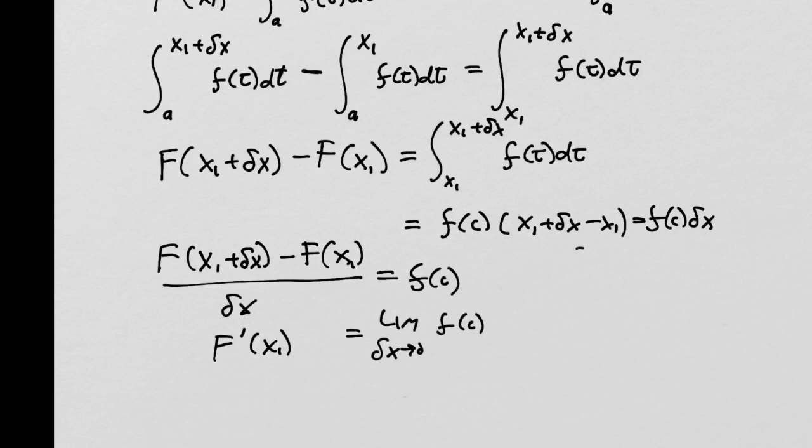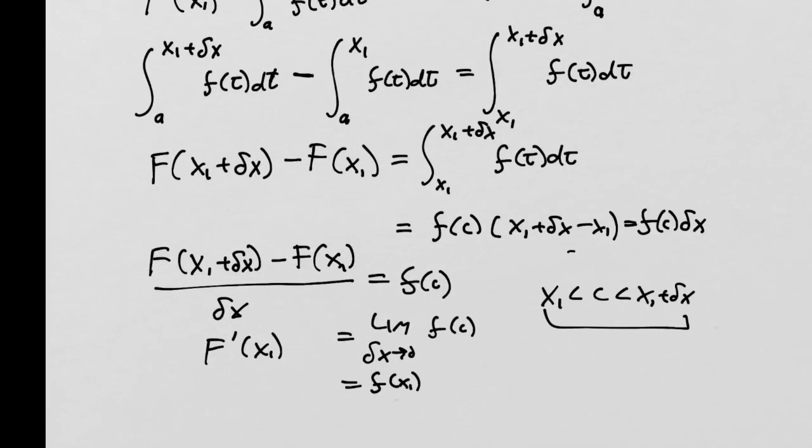I guess I erased the part where I said c is greater than x1 and less than x1 plus delta x. So because of this, as delta x goes to 0, ultimately c has to be equal to x1, so that's how you get f prime of x1. That's essentially called the squeeze theorem. You're squeezing c between an upper limit and a lower limit that are converging, so c has to converge to those things as well.